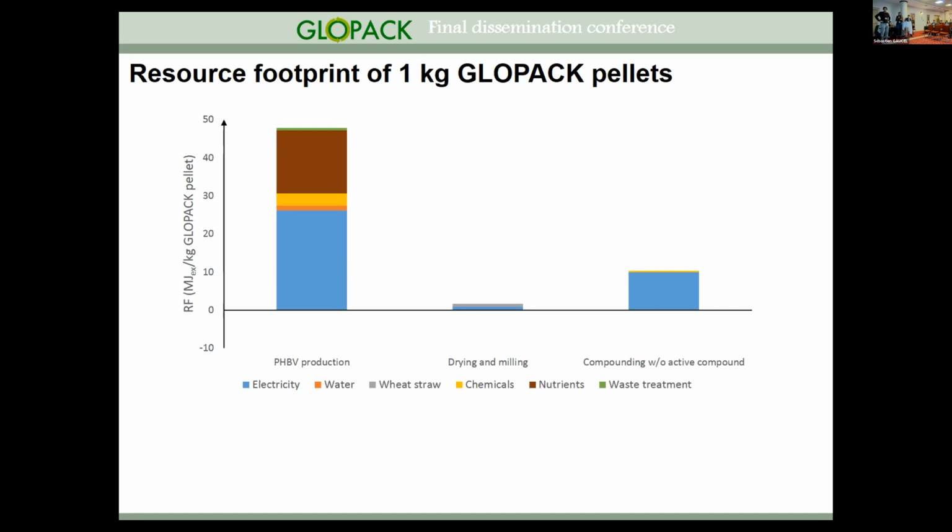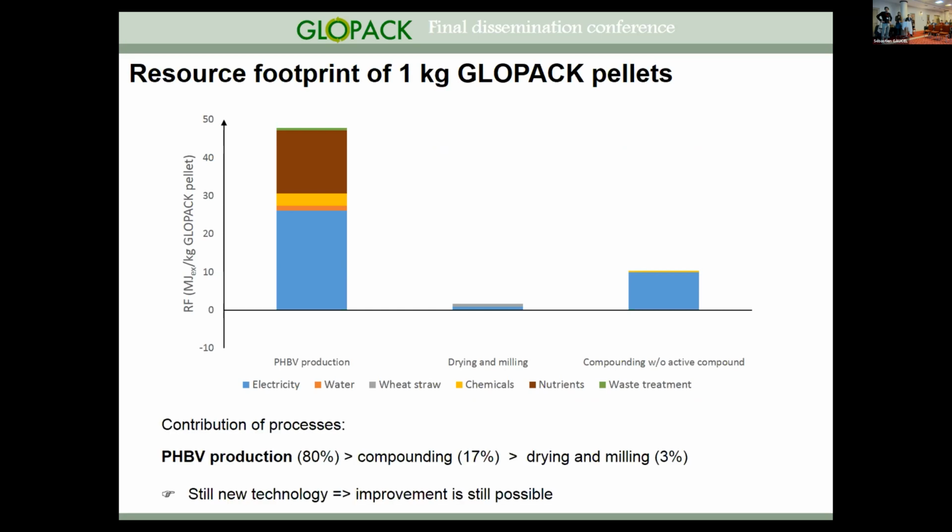It's clear that there is one bar which is the highest, so most resource intensive, and this is the PHPV production. If we have a look at the colors, then it's clear that electricity is taking the highest amount, followed by the nutrients. Drying and milling is having only a very small impact, and then for compounding, it's mainly electricity. Of course, this PHPV production is the new production, so for sure, improvement is possible when it's an established methodology. So this is still showing actually a bad case, let's call it like this.